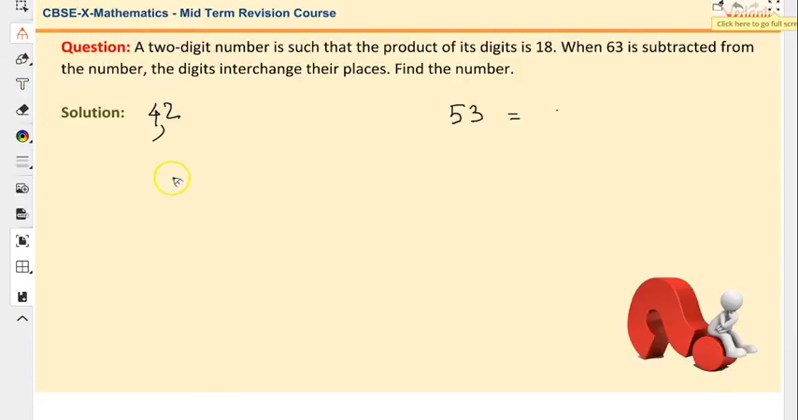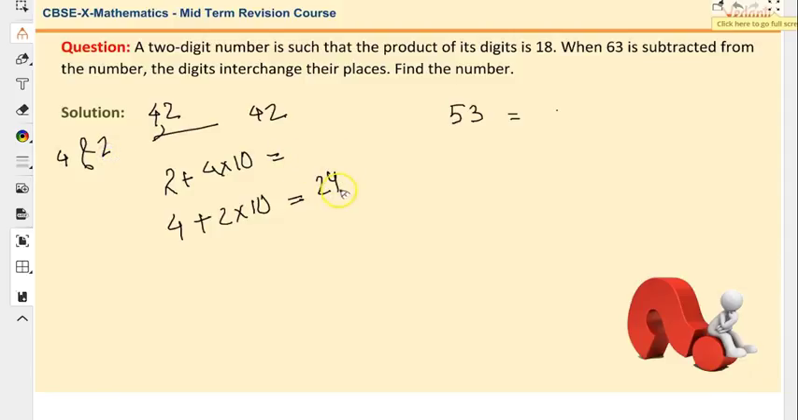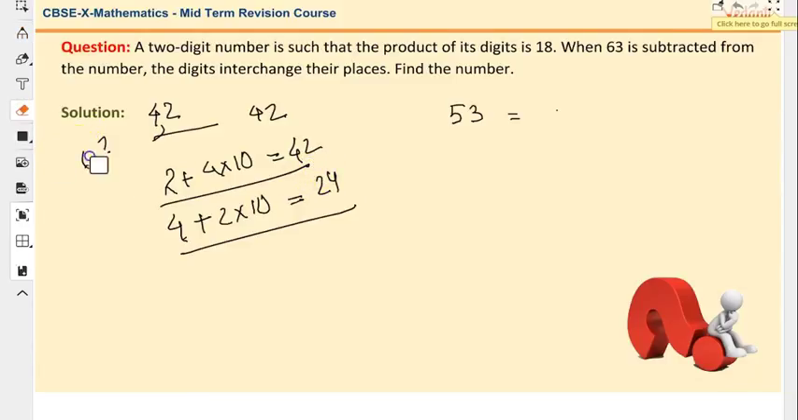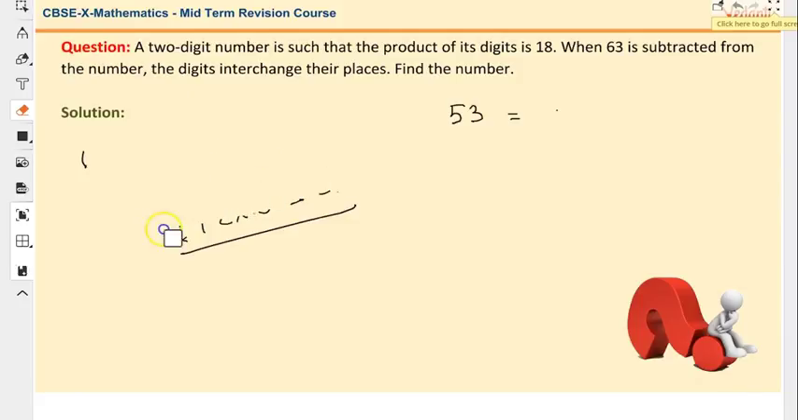What you can write is, 2 plus 4 into 10 will give you 42. Similarly, 4 plus 2 into 10 will give you 24. So that means with your digits 4 and 2, you can get 42 as well as 24. This is the basic difference. So it's very important for us to write down the numbers properly. I will show you what I'm trying to mean.